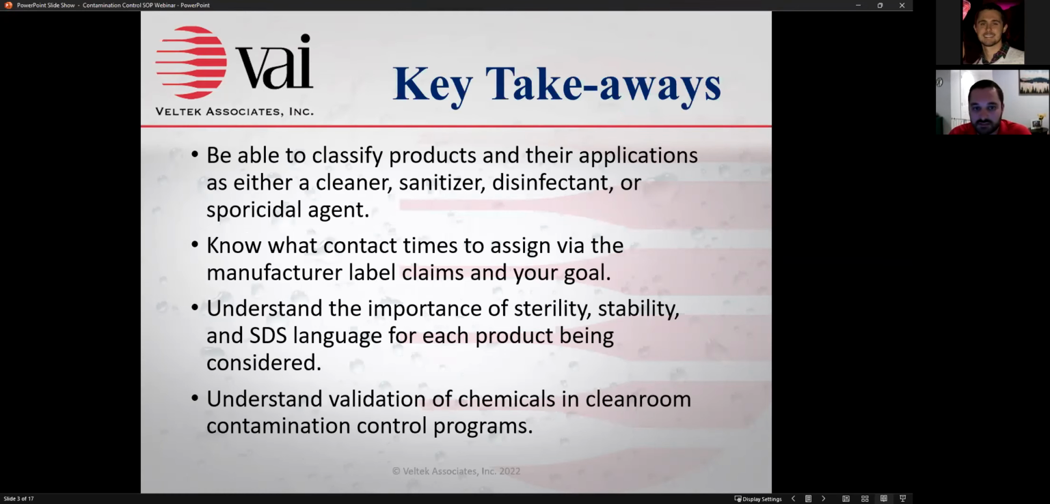Key takeaways: being able to classify these things, being able to assign contact times based on the manufacturer label claim and the goals that you have in mind, and understanding the importance of those factors when you're developing standard operating procedures for these products. And again, understanding the validations that some other facilities are doing and how that can benefit you.